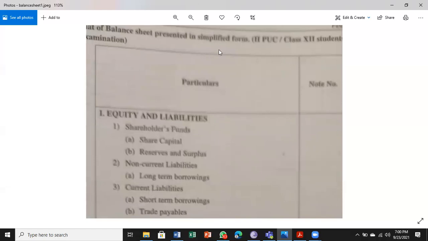We take here heading as balance sheet as on 31st March 2021, like that. So it indicates the value of various assets and liabilities of a joint stock company on that particular date. Remember, every transaction that takes place in the company will have an impact on the various value of assets and liabilities. Every transaction will change the value of assets and liabilities.